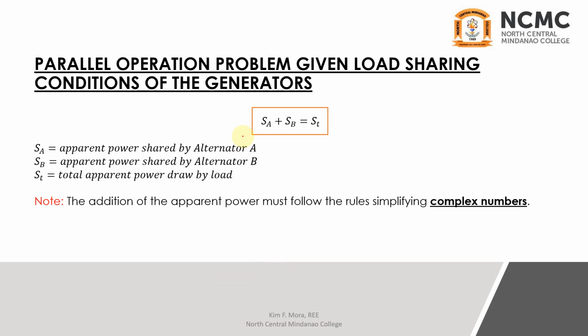So this is the parallel operation problem given the load sharing conditions of the generators. So we have the apparent power of AC generator A and B is equal to the total apparent power drawn by the load. The addition of the apparent power must follow the rule for simplifying complex numbers. So it's very simple. The total apparent power of the load is equal to the apparent power shared by alternator A plus alternator B.